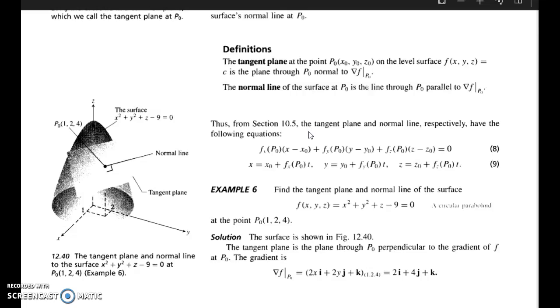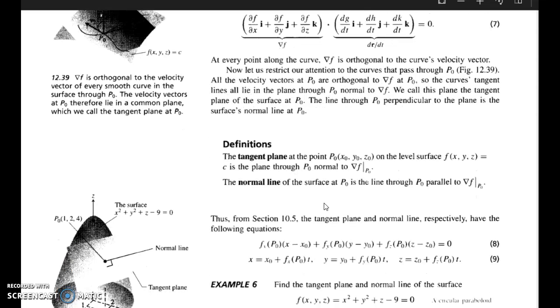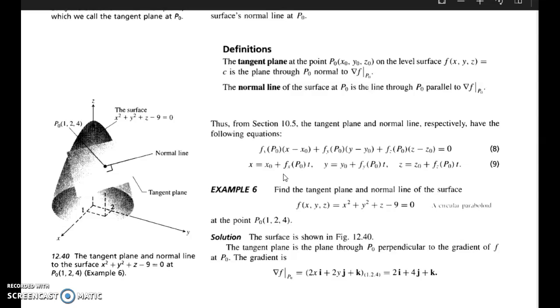Yes. In the case of three-dimensional, three-variable functions, we defined the directional derivative, its results, and the equation for the tangent plane and normal line. This is the equation for the tangent plane: fx at the point p0 into x minus x0 plus fy at the point p0 into y minus y0 plus fz at the point p0 into z minus z0 equal to 0.